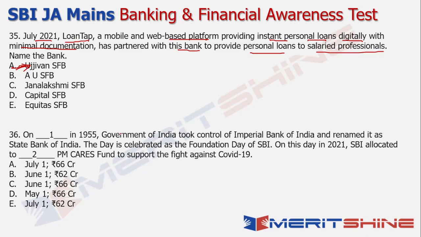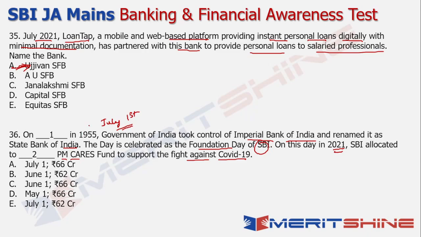Now, next up, we're talking about on which day in 1955, Government of India took control of Imperial Bank of India and renamed it to State Bank of India. And the day is basically celebrated as the foundation day of SBI. And on this very day in 2021, SBI allocated how much to the PM CARES Fund to support the fight against COVID-19. So here, if you go by logic, you might actually get this wrong, because obviously all of you are aware that the day is July 1st.